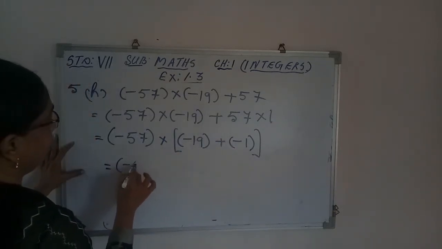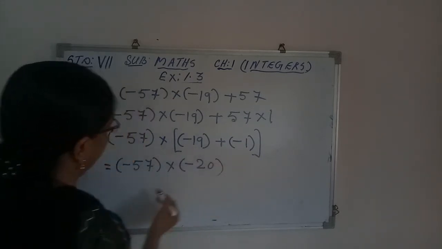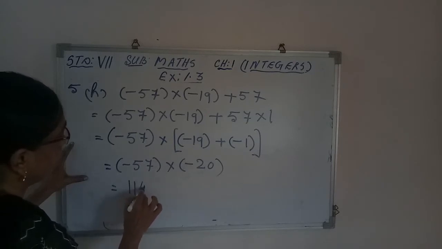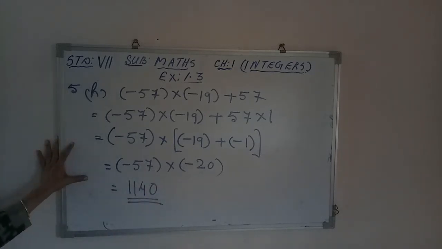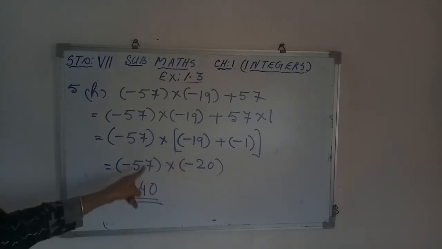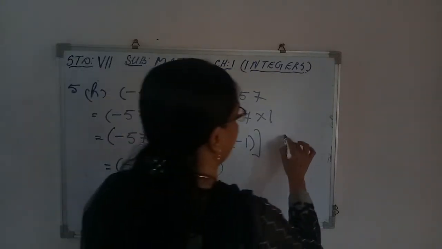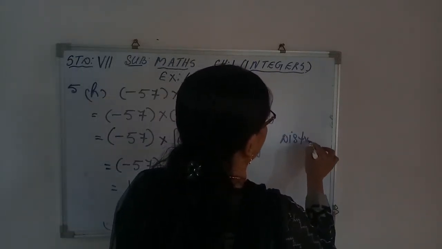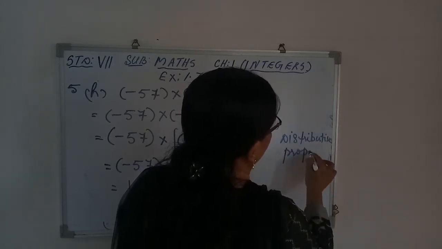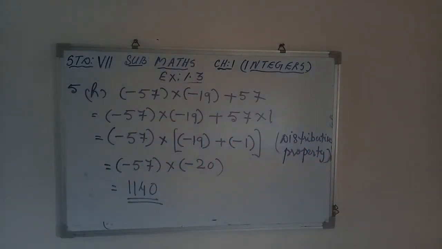That's equal to minus 57 into minus 20. The answer will be 1140. 57 into 2 will give you 114. Then add 0, minus minus plus. Okay, so which property it is? Distributive property. Any doubt with 5? Question number 5?